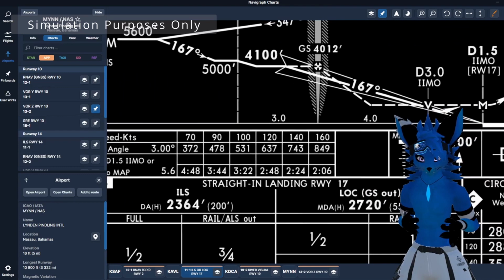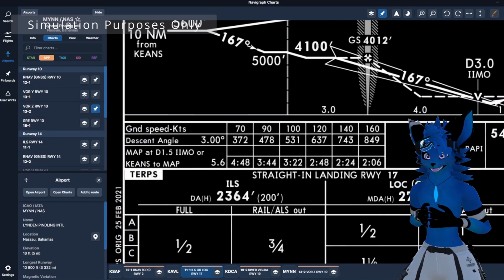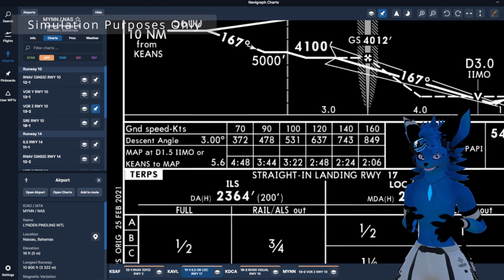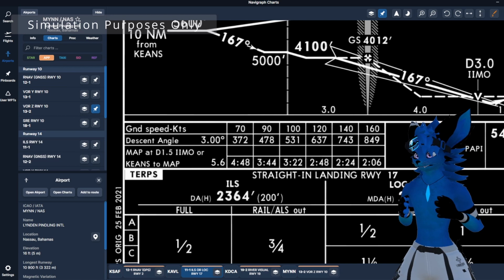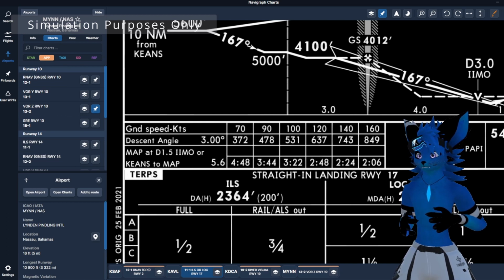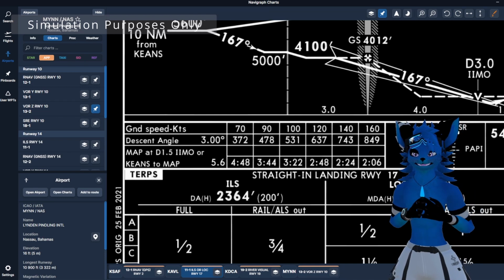Let's draw our attention to this grid right here. These are different parameters set for the different ground speeds that we're going to be flying. The very top row is the ground speed that you're flying. The descent angle, which is based on a 3-degree glide path, is going to have the different vertical descent rates that you are going to need to maintain to stay on that 3-degree glide path.